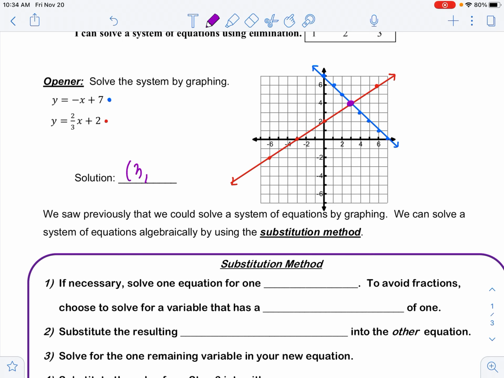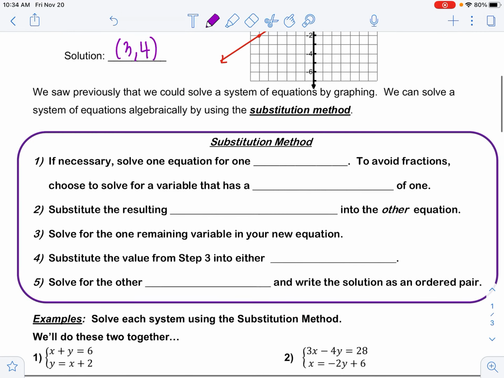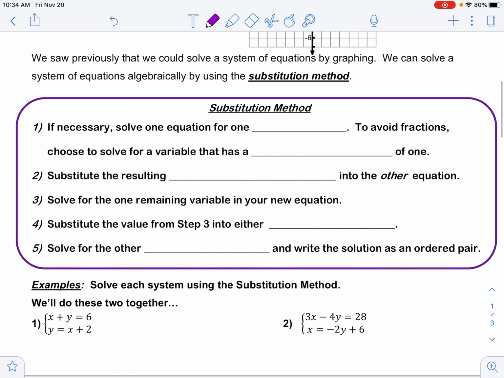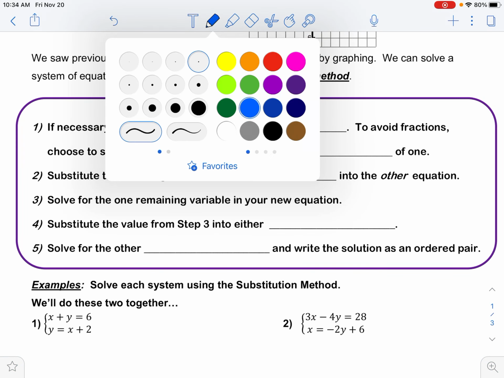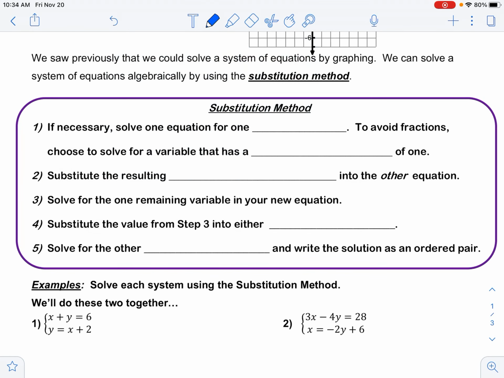There's one solution to this, and it's the intersection of those two lines. So the solution to this system is 3, 4. All right, so here it says we saw previously that we could solve a system of equations by graphing like we just did in the warm-up. We can also solve a system of equations algebraically by using the substitution method.